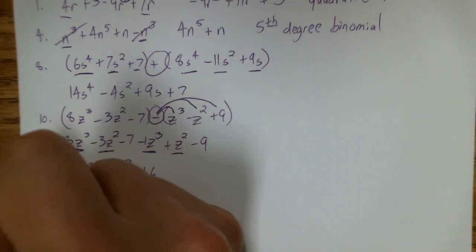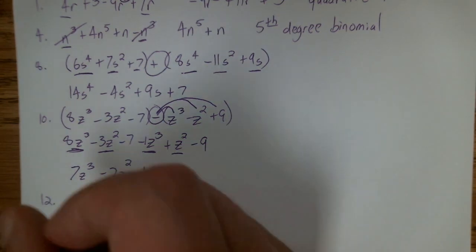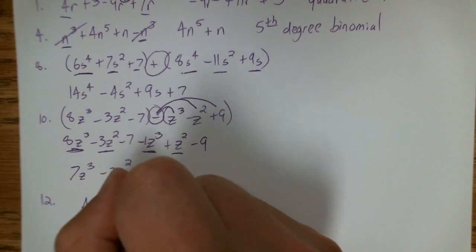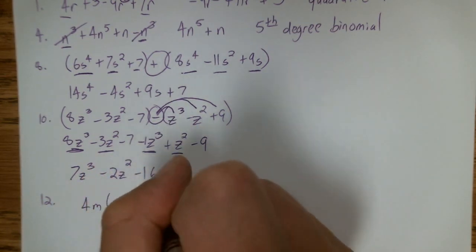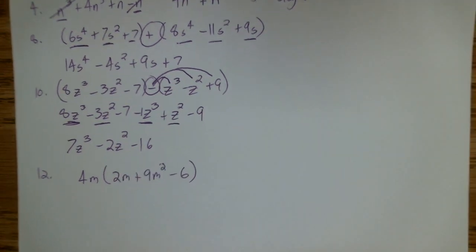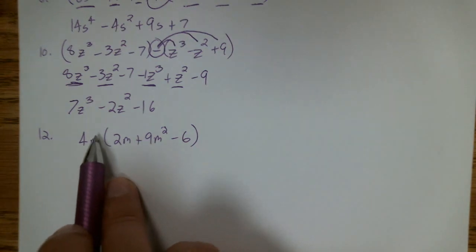Okay, number 12. Number 12. Okay, so we're multiplying here, we're simplifying. I have 4m, parentheses, 2m plus 9m squared minus 6. Okay, and they say simplify. Okay, simplify. What does that mean? Multiply.